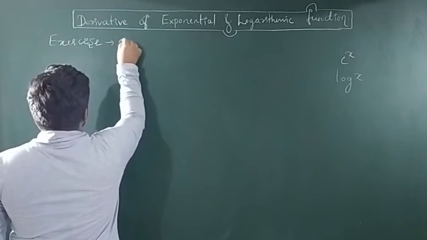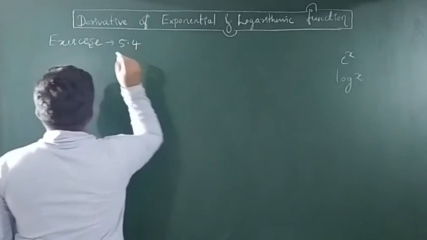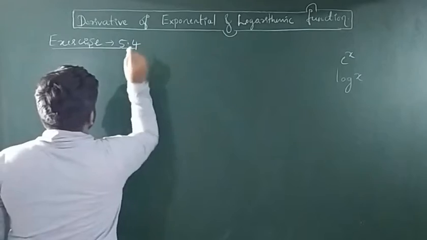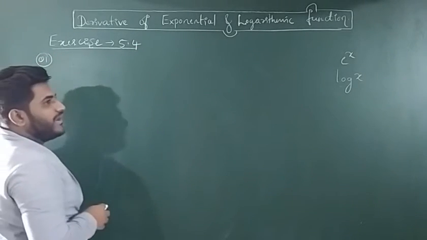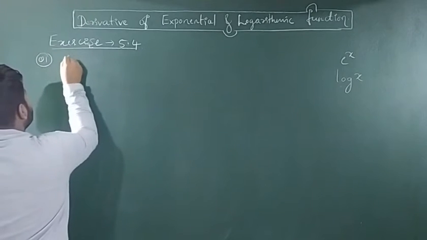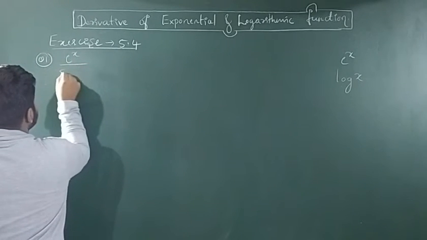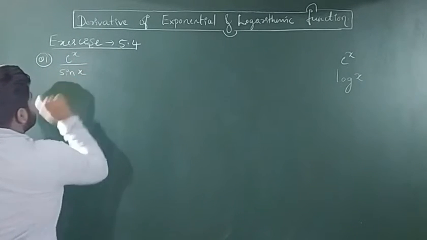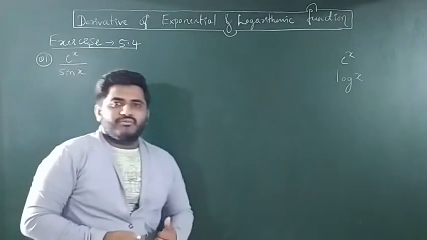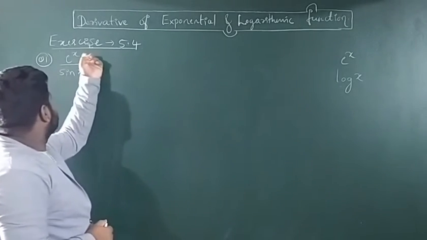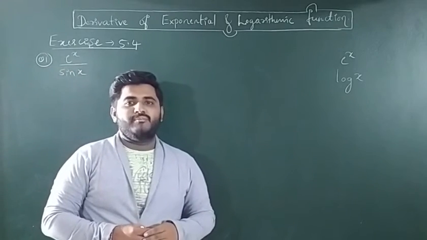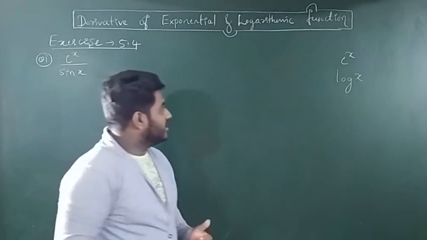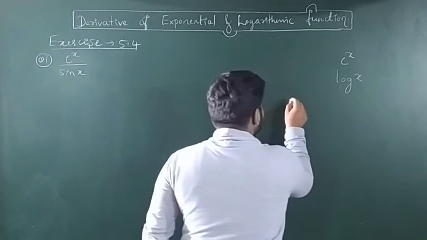Exercise 5.4. Okay, the first problem: you are asked to find the derivative of e raised to x divided by sin x. This is the first problem we are given. So carefully look here, guys. It is u by v, nothing but the quotient rule we are going to apply here. Which rule? Quotient rule. What does the quotient rule tell?